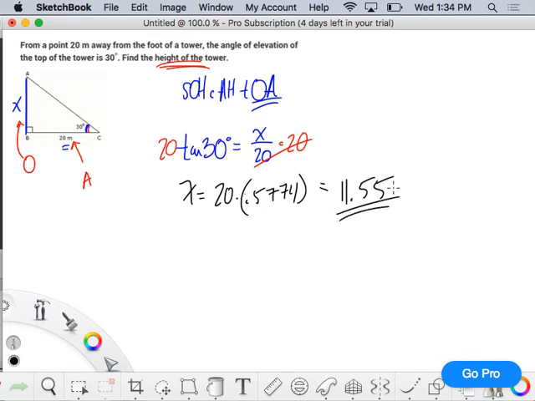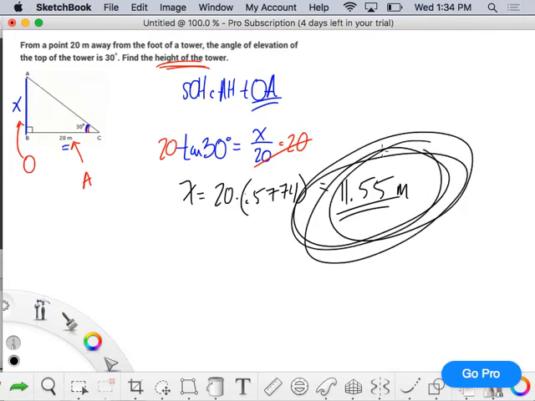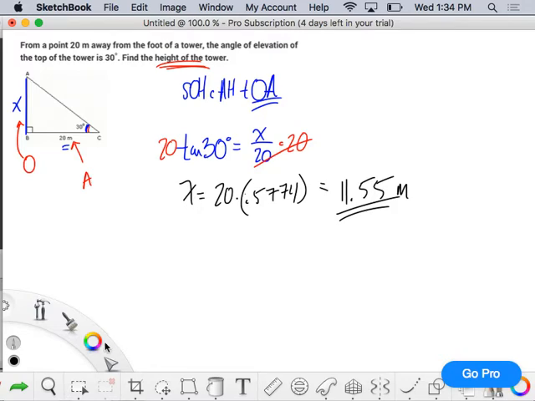So I solve for x. X is 11.55. What does that mean in terms of my word problem? The height of the... is 11.55 meters. Very good. So that is my final answer right there. Got it? 11.55 meters is my final answer.